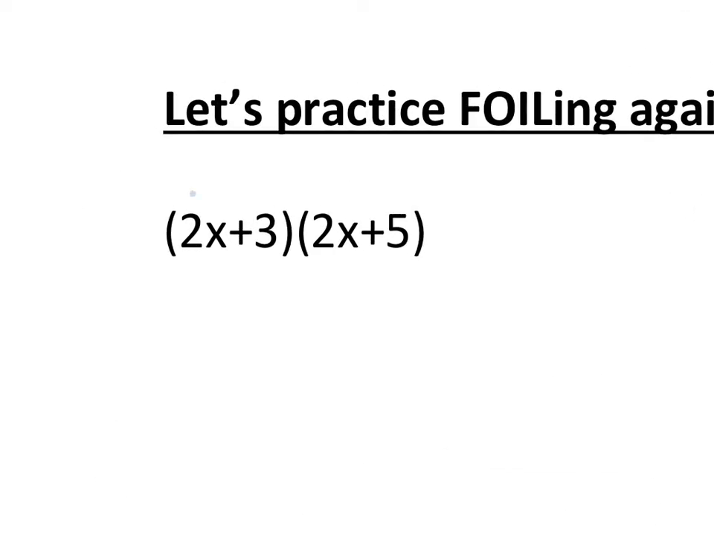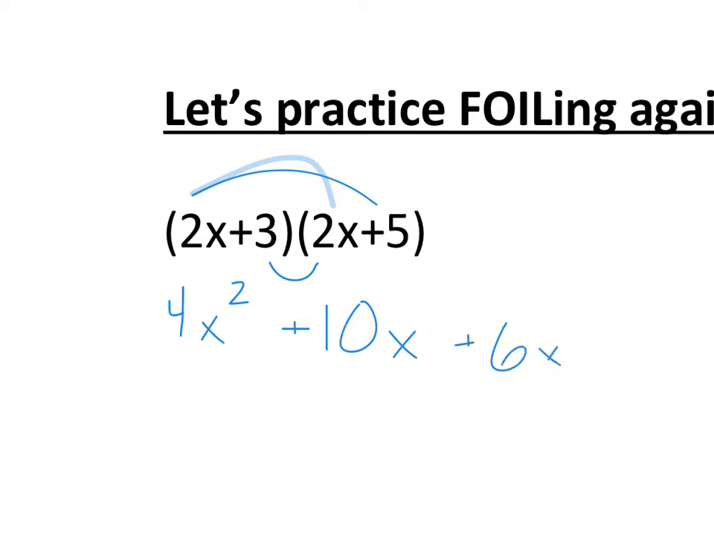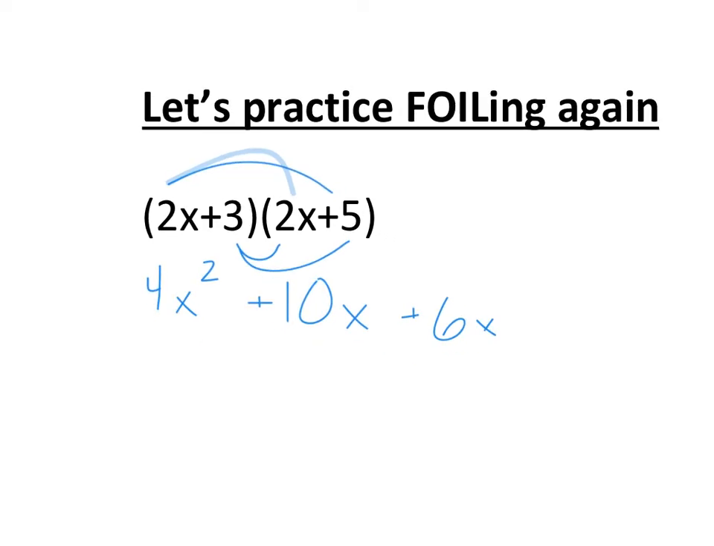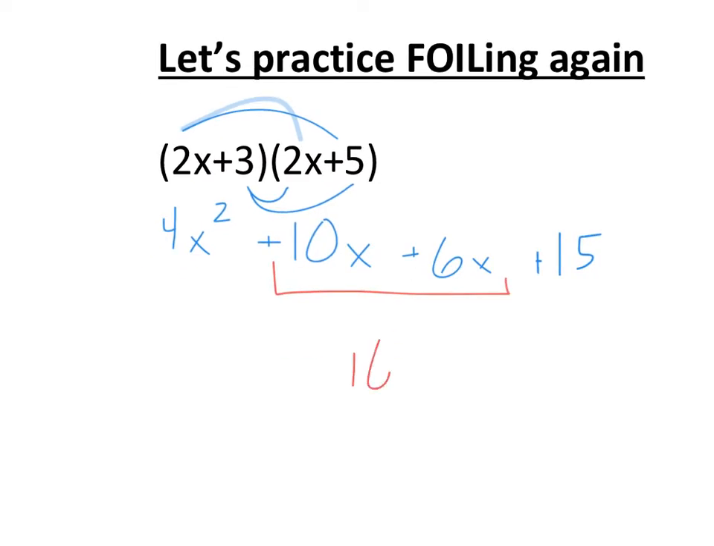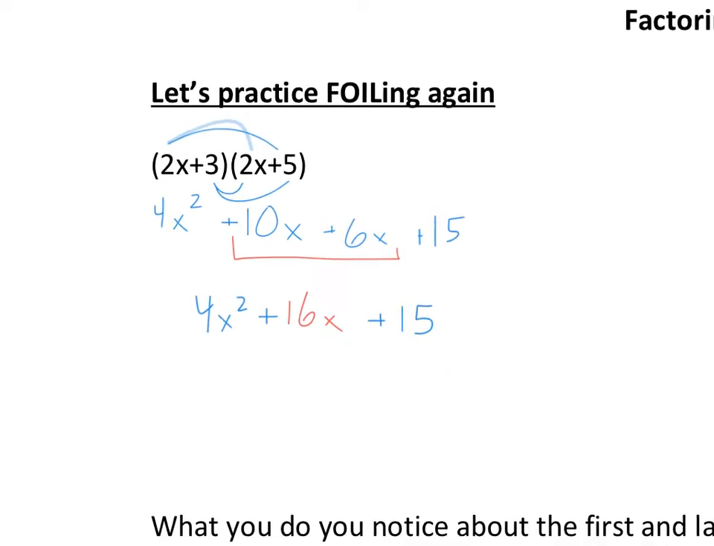So let's go ahead and FOIL this out. 2x times 2x gives me a 4x squared. Then we'll get a plus 10x from 2x times 5. From 3 times 2, we'll get a plus 6x. And then 3 times 5 gives us a plus 15. And you may notice we have some like terms there in the middle to give us 16x. And then otherwise, we have the 4x squared plus the 16x plus the 15.